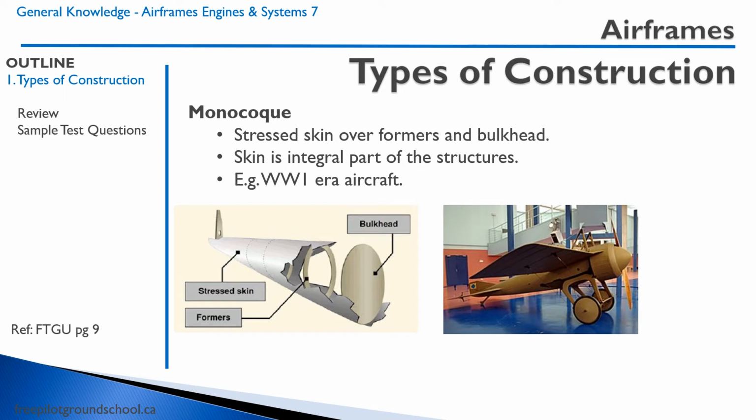So there are three main types of airframe construction. We're going to start with the monocoque construction. This monocoque construction is typical of World War I era aircraft. The important thing to remember with monocoque is the skin is stressed over a series of formers and bulkheads, kind of similar to how a boat would be constructed. That's why it was the early aircraft, because early aircraft got their inspiration from boats. And in a monocoque construction, the skin is the integral part of the structure.